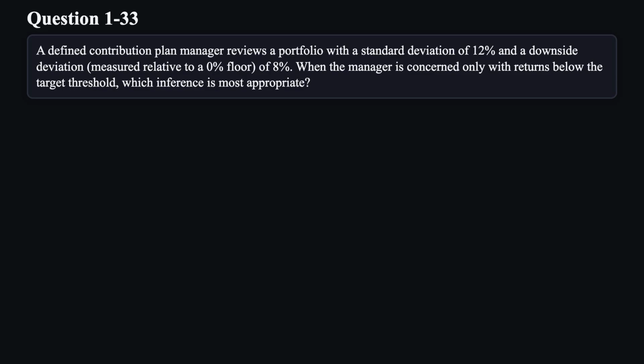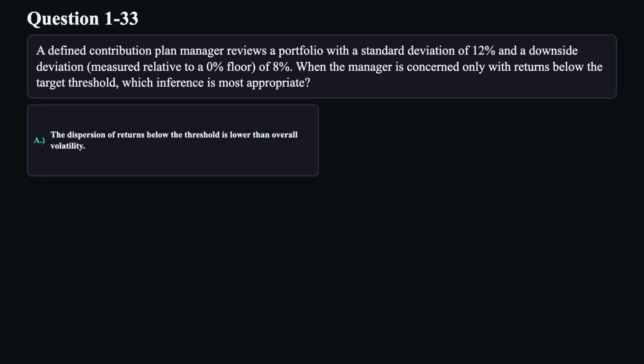Question 33. A defined contribution plan manager reviews a portfolio with a standard deviation of 12% and a downside deviation, measured relative to a 0% floor, of 8%. When the manager is concerned only with returns below the target threshold, which inference is most appropriate? A. The dispersion of returns below the threshold is lower than overall volatility.